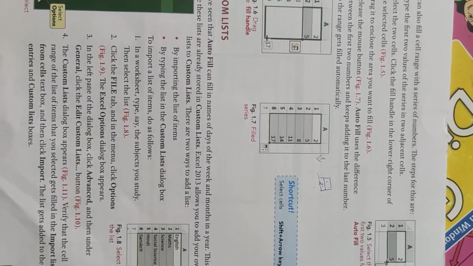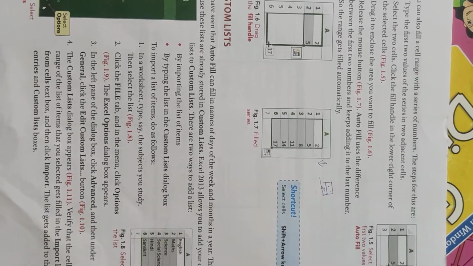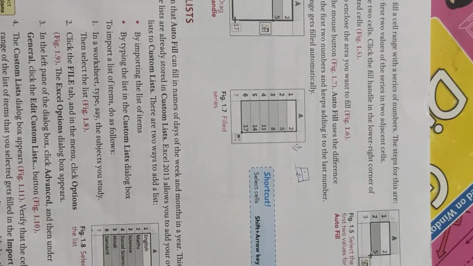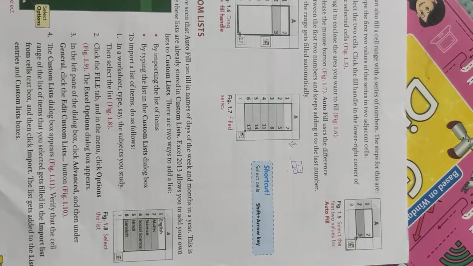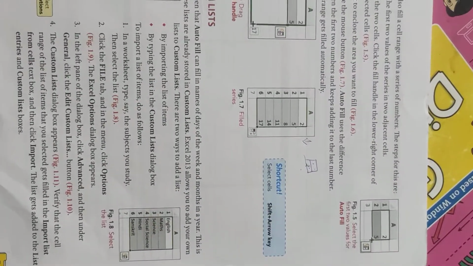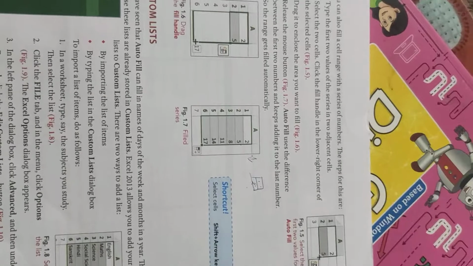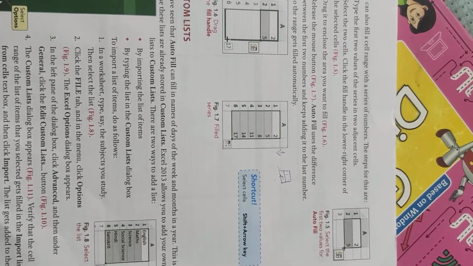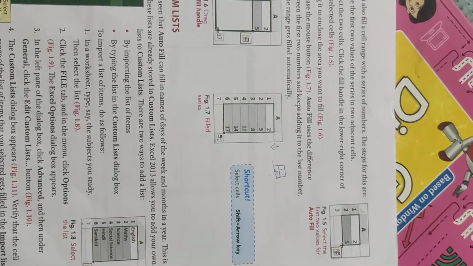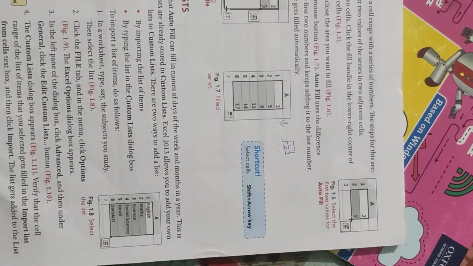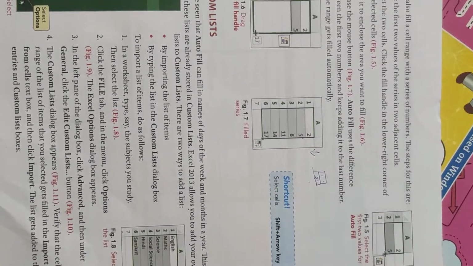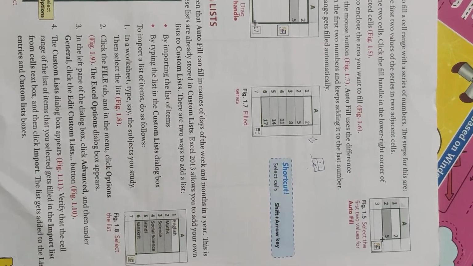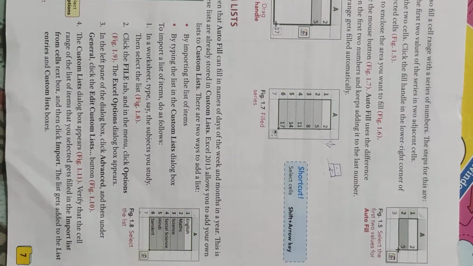Alright, now there is a feature provided by MS Excel in which you can type your own list which we are going to create. Okay, you have to fill the data, and after that you can use that list anywhere you have stored it. Now to make custom lists, there are two options. There are two ways to add a list: by importing the list of items or by typing the list in the custom dialog box.